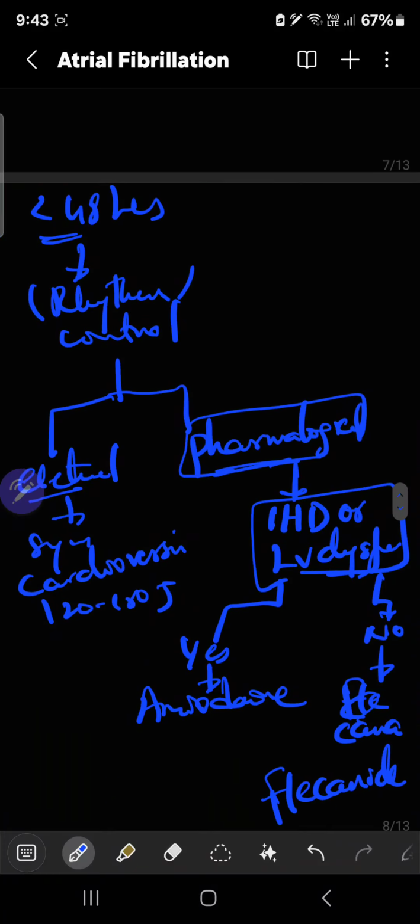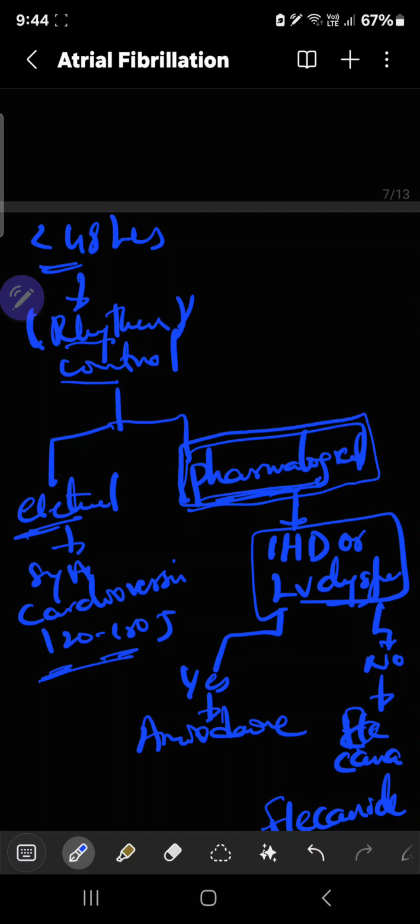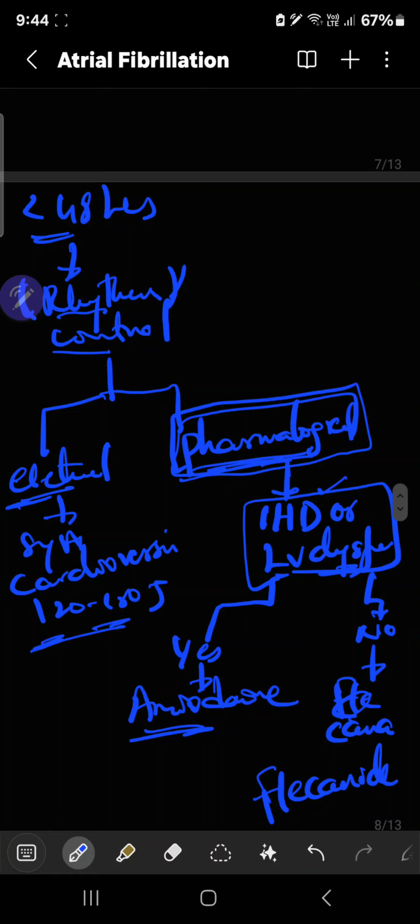So I will repeat it again. If the onset of AF is less than 48 hours, you have to do the rhythm control. In rhythm control, there will be two options: one is electrical and one is pharmacological. In electrical, you have to do synchronized cardioversion 120 to 150 joules after giving sedation. And in the pharmacological treatment, you have to check whether the patient is having any signs of ischemic heart disease and LV dysfunction. If there is LV dysfunction, you have to give amiodarone, and if there is no LV dysfunction, you have to give flecainide.